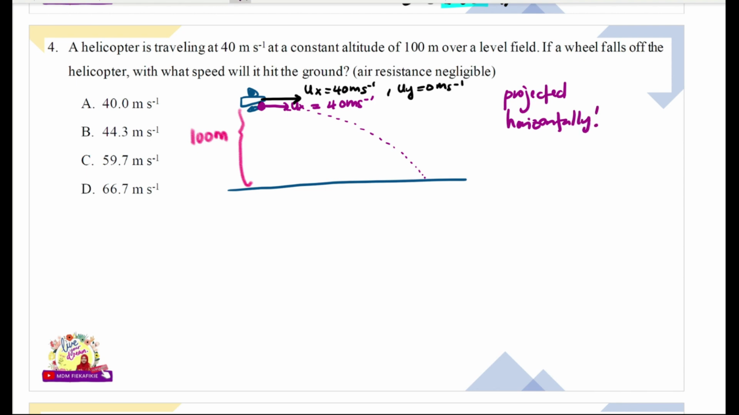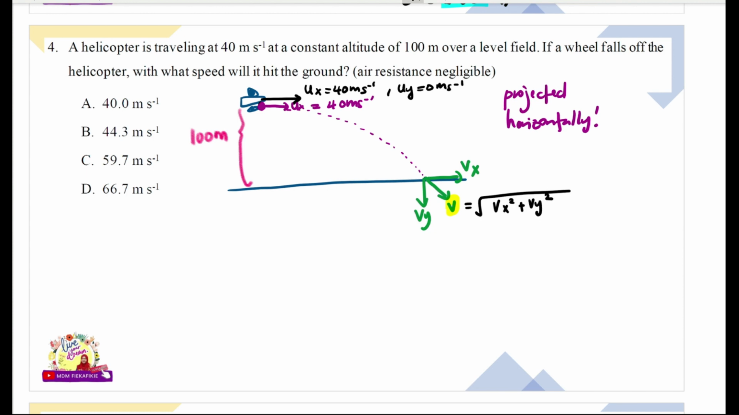Okay. So soalan suruh kita kira apa? With what speed will it hit the ground? Merujuk kepada wheel tadi. Bila dia kena pada tanah, berapa speed dia at this point? V dia kita nak kira. Tapi sebelum kita kira nilai V dia, ini kita mesti tahu nilai Vx dan Vy sebab kita nak kira V is equal to square root Vx squared plus Vy squared.